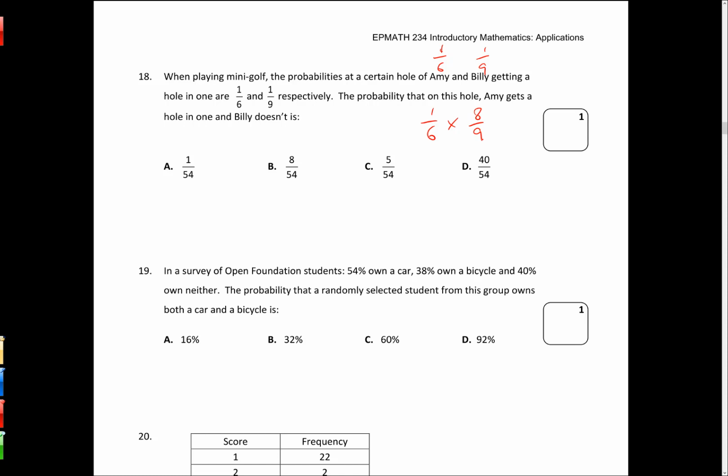So the probability of Amy getting it is a 6th. Probability not getting it is likely 8/9. And it said and Billy doesn't. We know that when I'm trying to do the probability of this and probability of this, like rolling 2 6s before, and is the times. What do I get? 1 times 8 on the top and 6 9s are 54 on the bottom. It's there unsimplified already. Great.